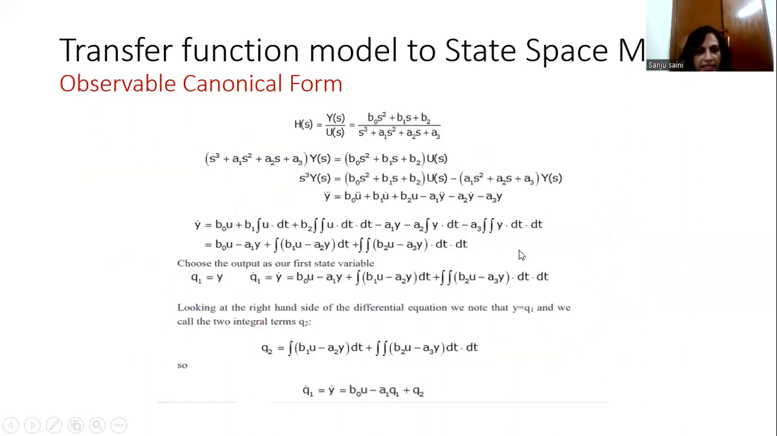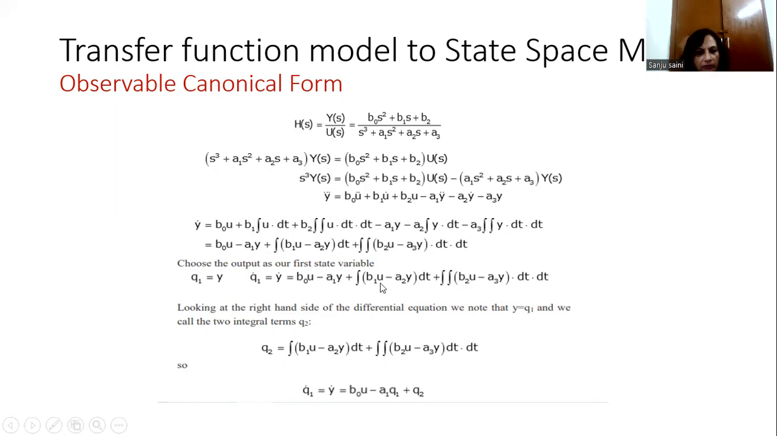Then the second type of representation of the state variable model from the transfer function is the observable canonical form. Again, I'm considering the simplest case where the degree of the numerator polynomial is less than that of the denominator polynomial. In this case, we have made a cross multiplication, multiplied this by this and this by this, and we are getting this. Then we have kept s cube Y(s) on one side and all the other things on the other side, and we get this equation. Then we have made y triple dot equal to this.